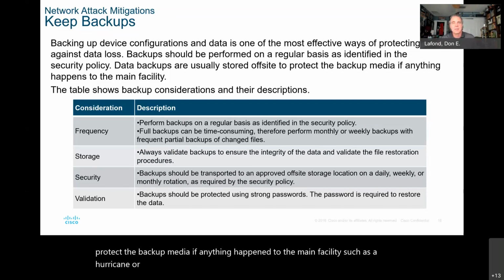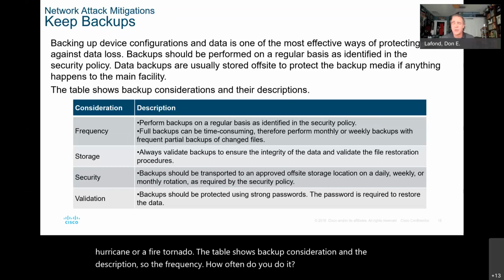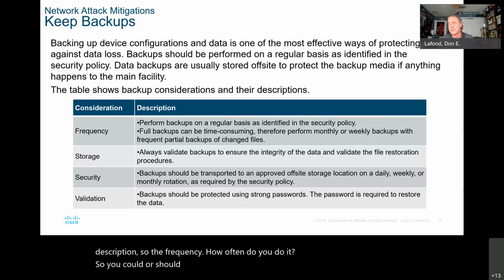The table shows backup considerations and the description. So the frequency, how often do you do it? So you could or should back up based on your business requirements.